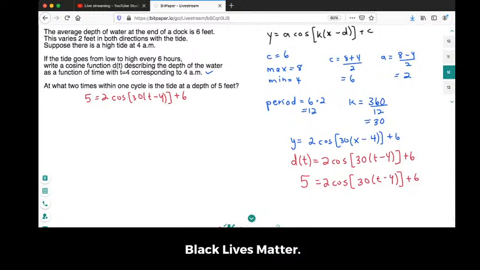So 5 minus 6 equals 2 cos 30 times t minus 4. Next, I'm going to divide by 2, because obviously I've got this 2 times cos situation. So divide by 2 on both sides. That leaves me with this canceling. So I get 5 minus 6 divided by 2 equals cos of 30 t minus 4.